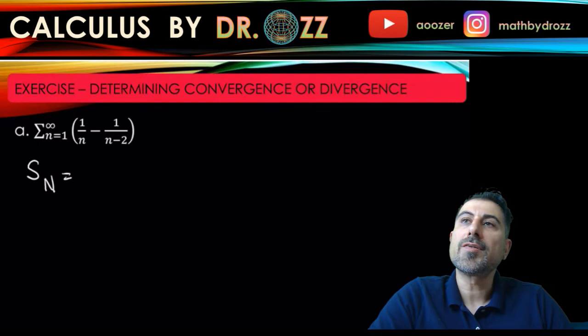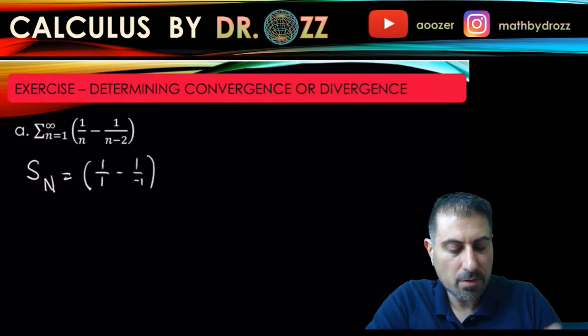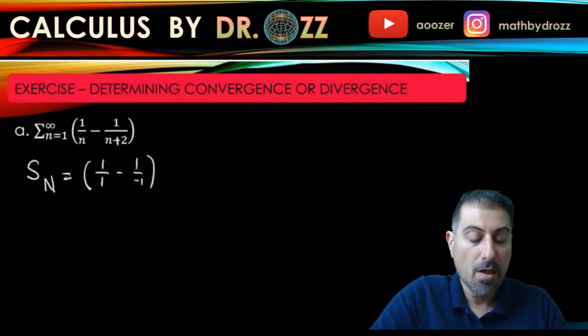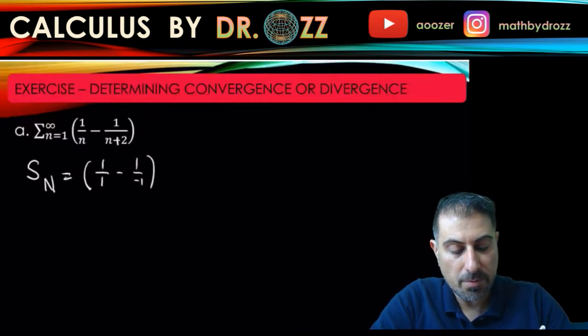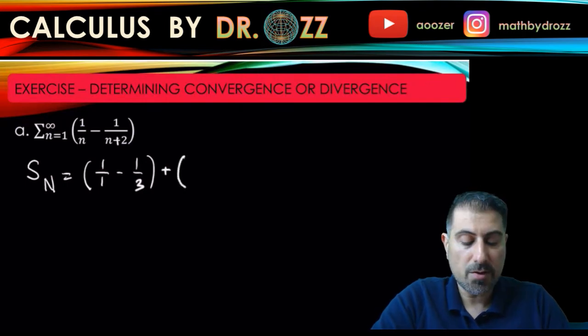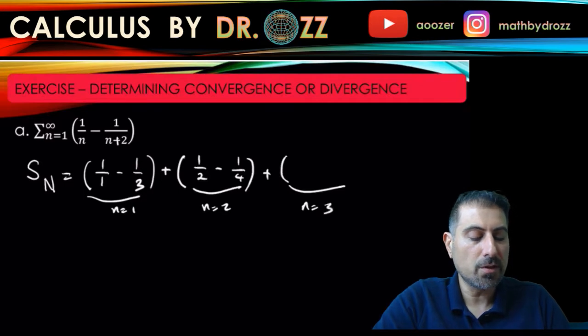I'm going to write S sub capital N, starting from n equals 1. So n equals 1, we have 1 over 1 minus 1 over negative 1. This should be plus, by the way. I think there's a typo. Yeah, that's a plus. Okay, and so that should be 3, plus for n equals 2, this is 1 over 2 minus 1 over 4. Let's write also n equals 3, 1 over 3 minus 1 over 5.